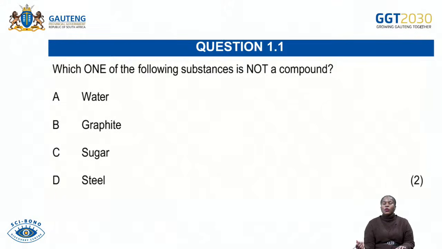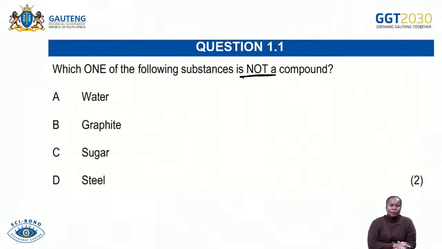All right, so the first one says, which one of the following substances is not a compound? Remember, read what is provided to you so that you make an informed decision on selecting your answer. We want something that is not a compound. We're not looking for a compound. We want, from the substances provided, the one that is not a compound.